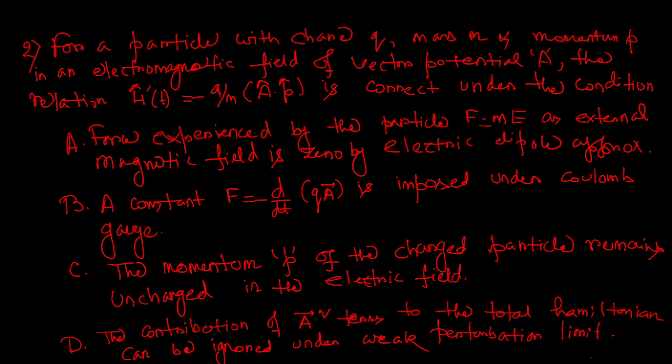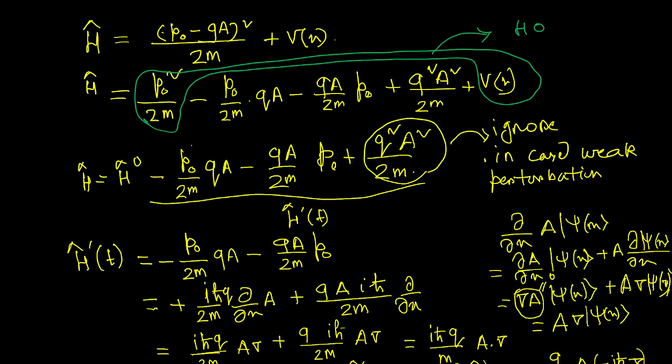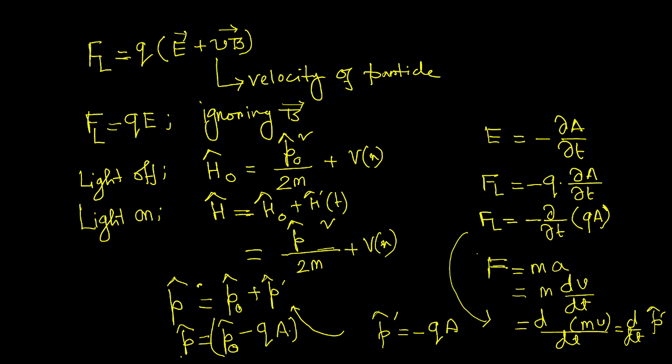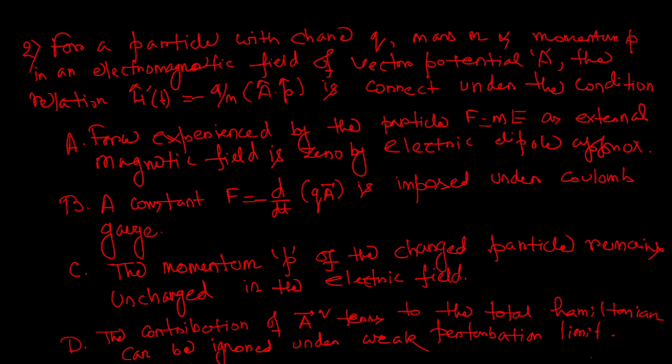So let's go point by point. Okay, so the force experienced by the particle is m into e. As I mentioned previously, the force experienced by the particle is q into e, not m into a, m into v, m into acceleration, and not m into e. E is an electric field, so this should be a q. However, the other thing is correct: the external magnetic field is 0 by the electric dipole moment approximation. So this is an incorrect option.